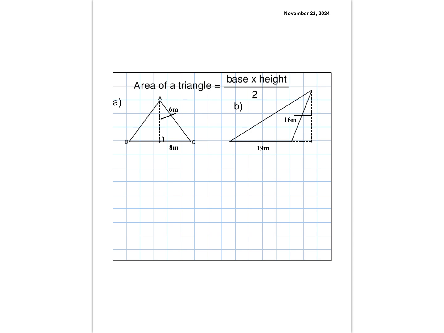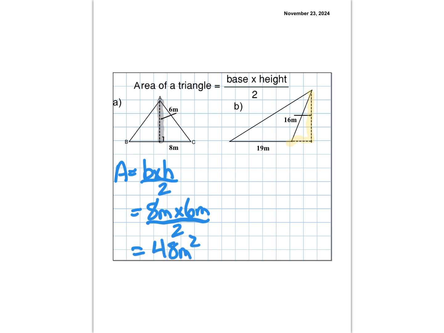And you'll notice the height is signified by the dotted line, which is right there. And same with this one here. One's inside, one's outside, but they both fulfill what we need them to be. So A equals base times height divided by 2, which we would have 8 meters times 6 meters divided by 2, which would be 48 meters squared divided by 2, which gives us 24 meters squared.